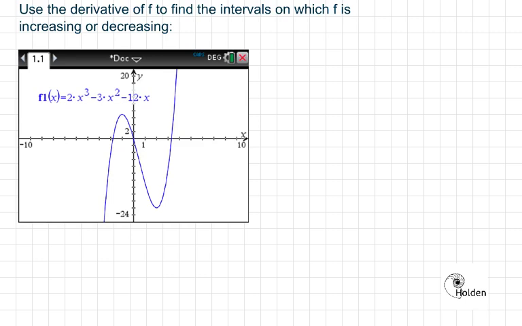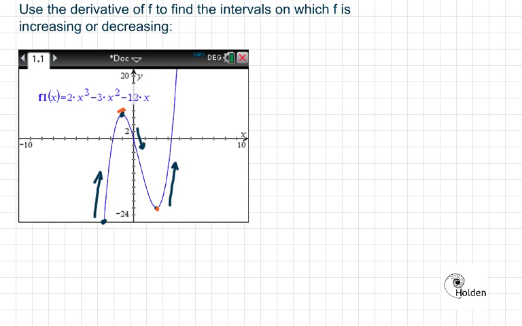X is increasing towards the right, so what is this function showing us? From this point here, the function is increasing until it gets to this point, and then it starts to decrease until it gets to here, and then it's increasing. So the gradient is positive, then negative, then positive. We're interested in finding these points, because these are points of intersection and they turn up algebraically.